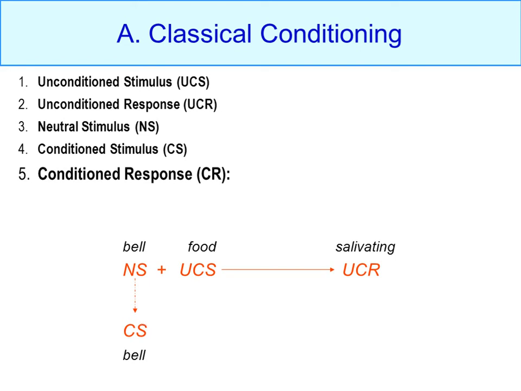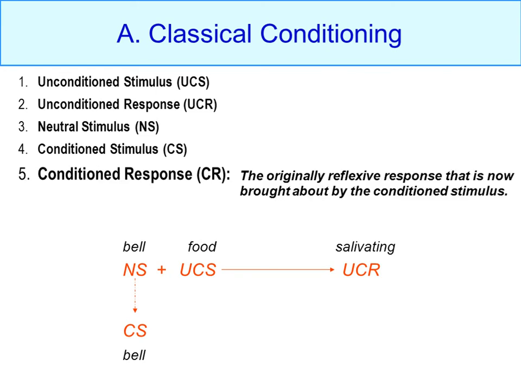So the CS is going to bring about this thing called the CR, the last one on the diagram. It was originally a reflexive response, but now it's brought about by the CS. The CR used to be originally reflexive, but now it's happening not even in reflex to the original stimulus. Now it's brought about by this thing. It shouldn't have anything to do with it, but it does now. The CS is going to bring about, or elicit, the CR.